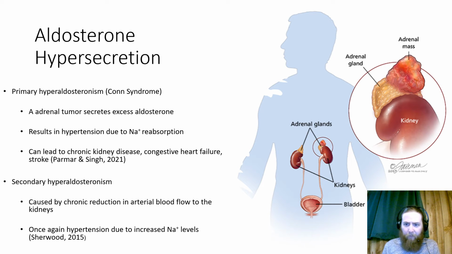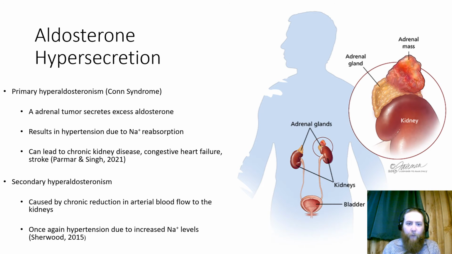Now, in the rest of this presentation, we're going to talk about what happens when we have hyper or hyposecretion of either aldosterone or cortisol. So in aldosterone hypersecretion, so hyper means over secretion, there's going to be more aldosterone than normal. We have two types. We have primary hyperaldosteronism, which is Conn's syndrome.